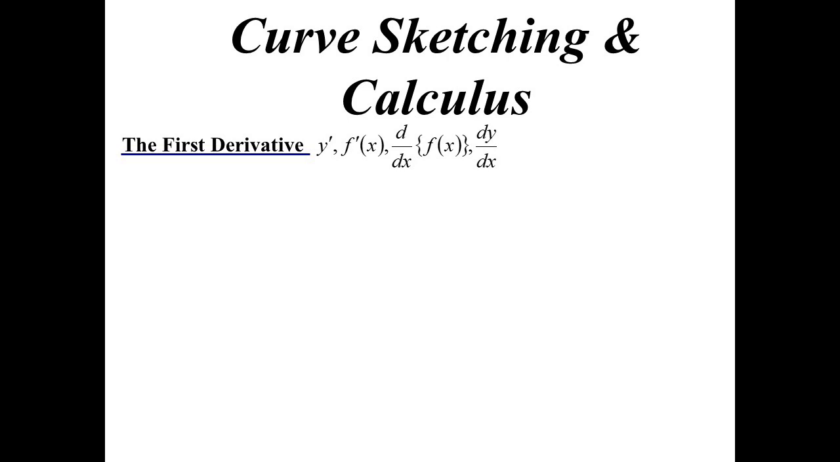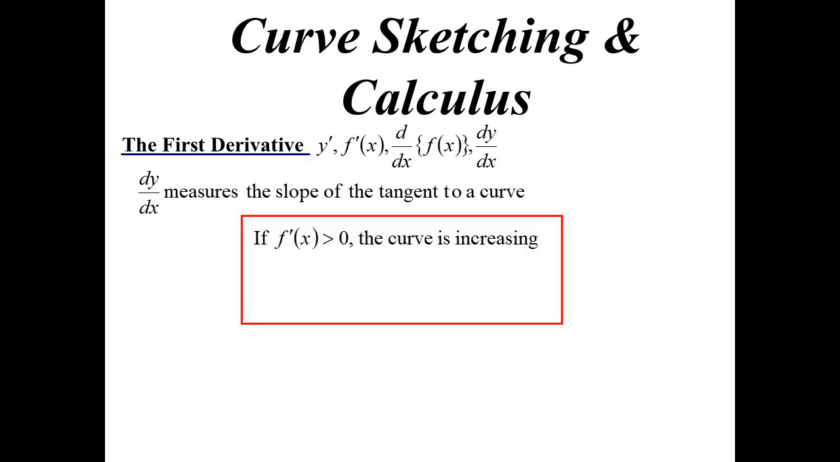So y dash, f dash x, d dx of the actual function, probably the most common of them all, dy dx. When we talk about curve sketching, the rate of change of the curve is basically the slope of the curve, rise over run if you like. Now what we can tell from that is, if the first derivative is positive, that means our tangent has a positive slope. So if you think about the curve, if it's got a positive slope, the curve must be going up or increasing. So logically, if it's less than 0, it must be decreasing.